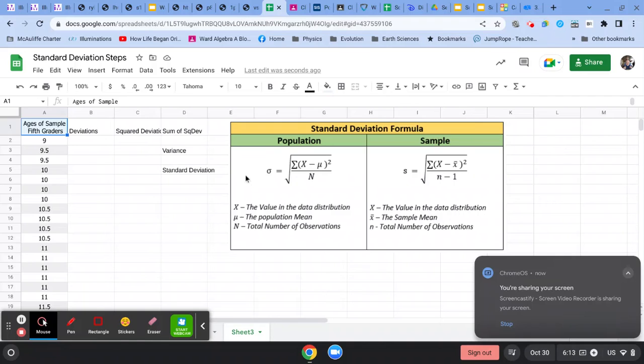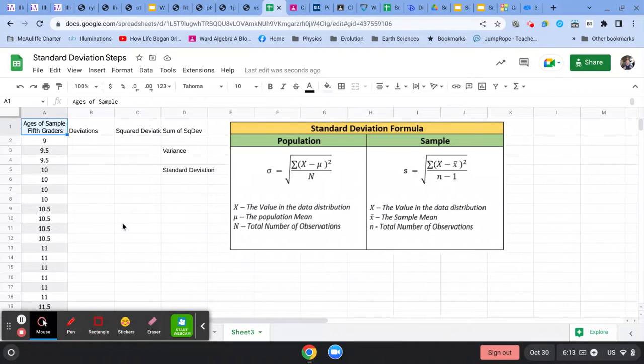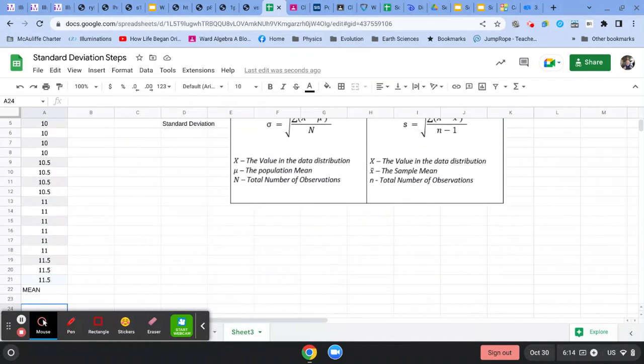Hi, this is Mr. Ward, and I'm doing a short tutorial on how you can use spreadsheets to get the standard deviation. So I have a piece of data that I collected of ages of fifth graders, and here they are. Nice little stack of data. They're nicely in order.